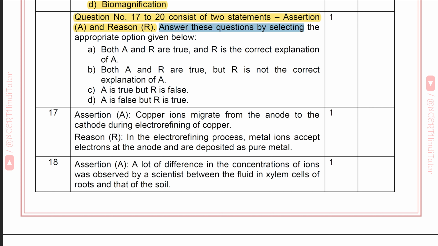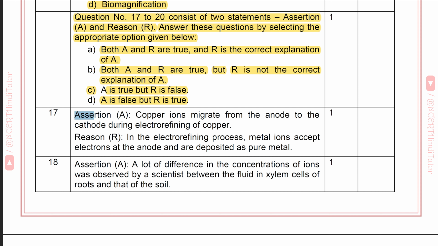Question number 17 to 20 consists of two statements, assertion A and reason R. Answer these questions by selecting the appropriate option given below. A. Both A and R are true and R is the correct explanation of A. B. Both A and R are true but R is not the correct explanation of A. C. A is true but R is false. D. A is false but R is true.